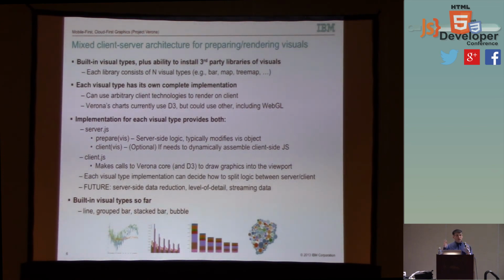So if you know that your chart is going to be 300 by 300 pixels, there's no need to throw 10,000 data points to the client. The server can sample or whatever to reduce the amount of data that goes to the client. On the client-server thing, the client and the server could talk to each other, and we can implement a level of detail approach so that you reduce the data, but as you zoom in, you can ask the server to do more processing to re-render. And then streaming data is another thing that we're actually working on right now.